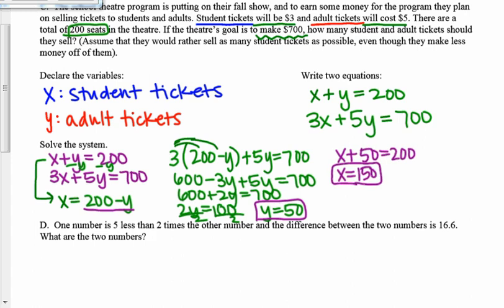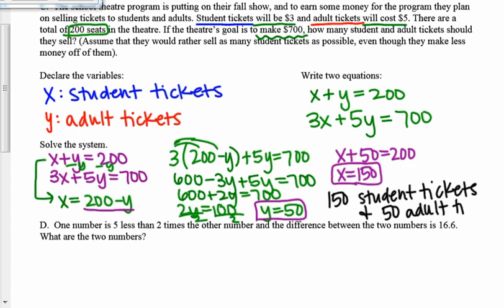Now I can write out my answer in words. So I know I'm actually going to sell 150 student tickets and 50 adult tickets. So they're selling as many student tickets as they possibly can. So 150 student tickets and 50 adult tickets.